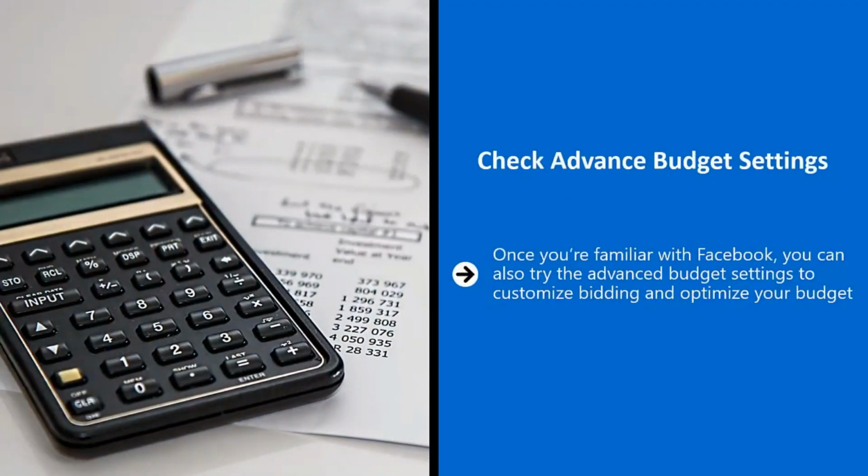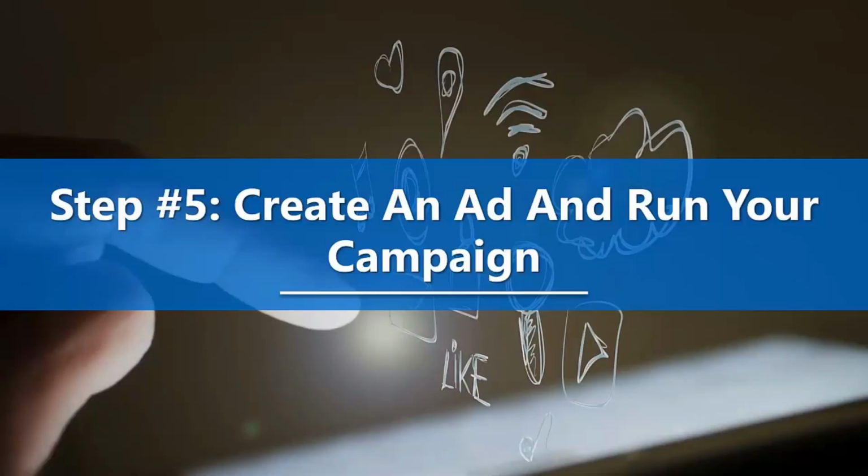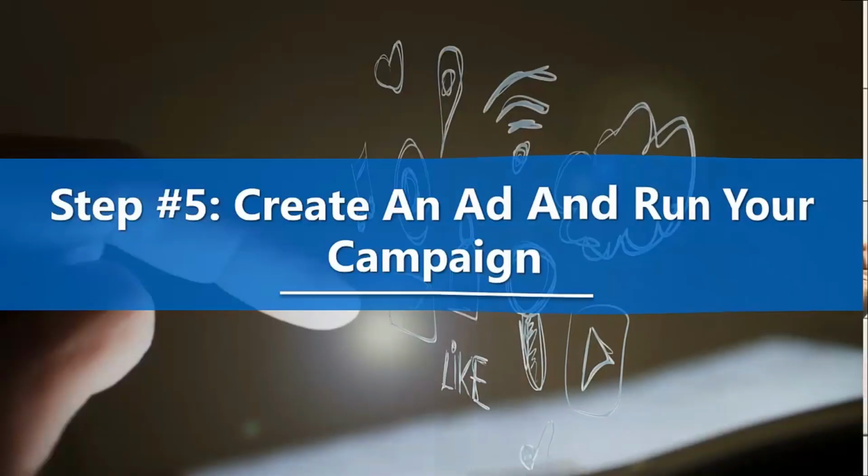Once you're familiar with Facebook, you can also try the Advanced Budget Settings to customize bidding and optimize your budget. Once you're satisfied with all the settings above, choose Ad Creative. This will start the process where you actually create your ad. Step number 5, create an ad and run your campaign.